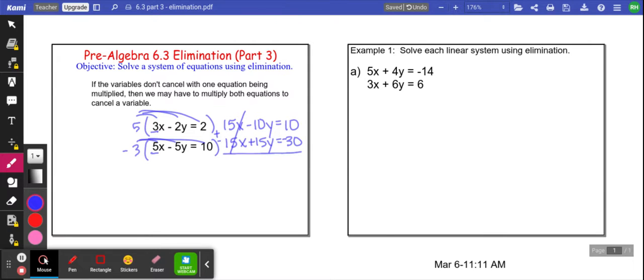I've got negative 10 plus 15 is 5y. And then 10 minus 30 gives me negative 20. So if I divide by 5, there's my one step. I get negative 4 for my y. So I'm going to have something, comma, negative 4. And then we're going to plug that in to that top equation like we did for the past two lessons.